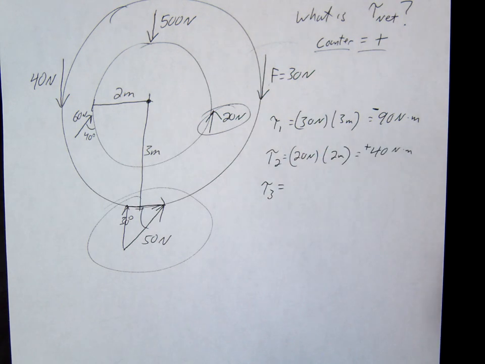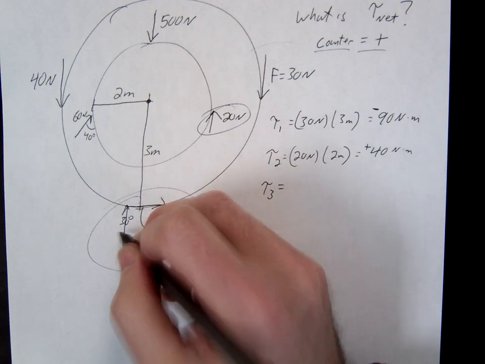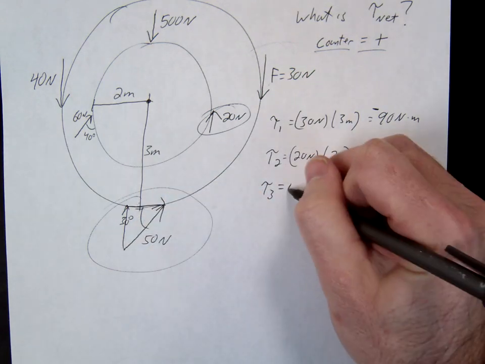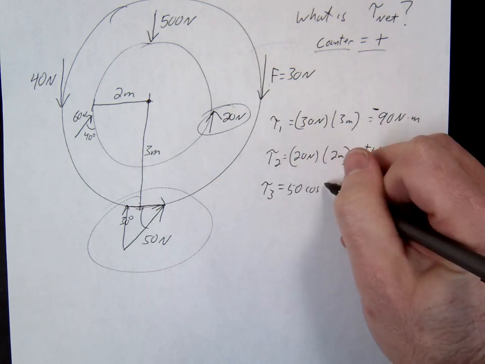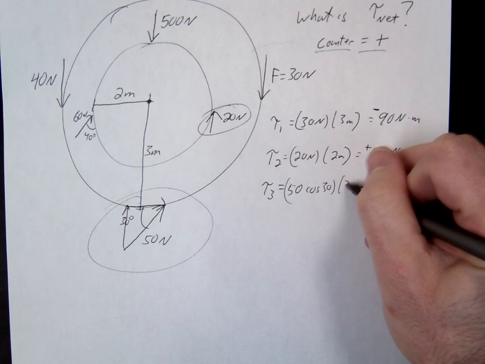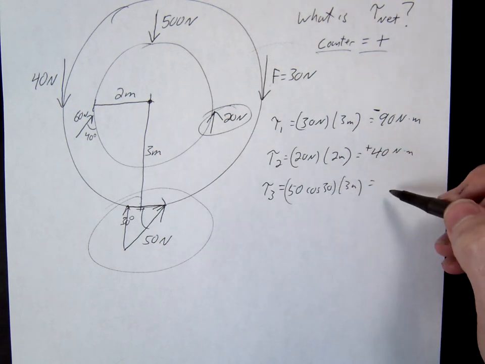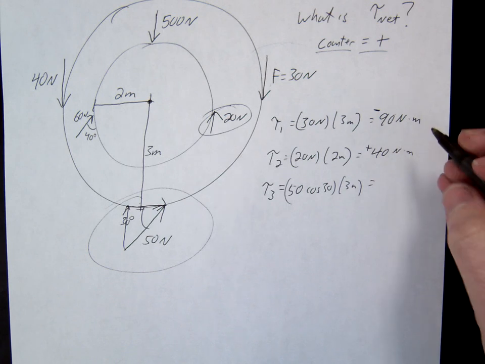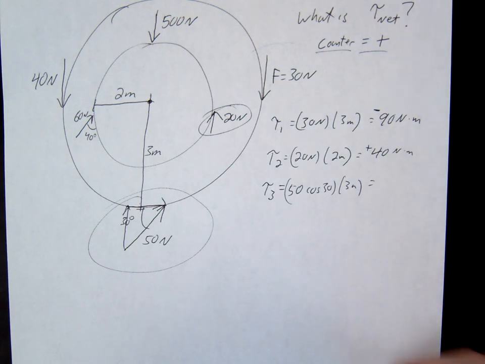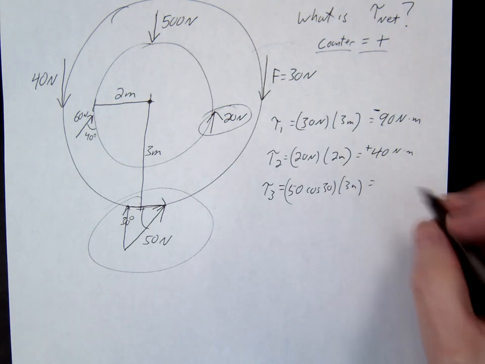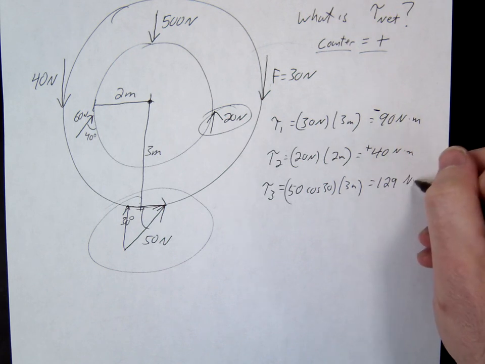Okay, so torque 3 is going to be 50. This is 30 degrees right here. So we're going to use cosine or sine? Cosine. So this is going to be 50 times cosine of 30 times 3 meters. Someone help me out. What's the answer for this one? 129? Yeah, 129.9. So I would do 130.